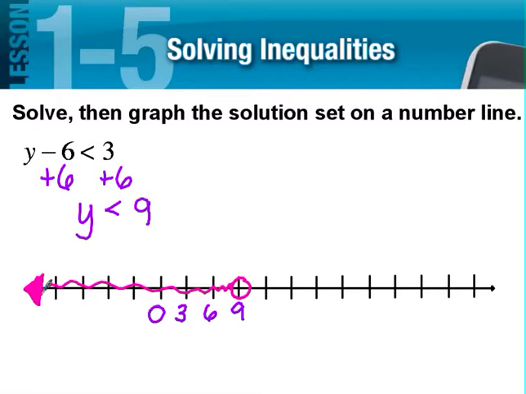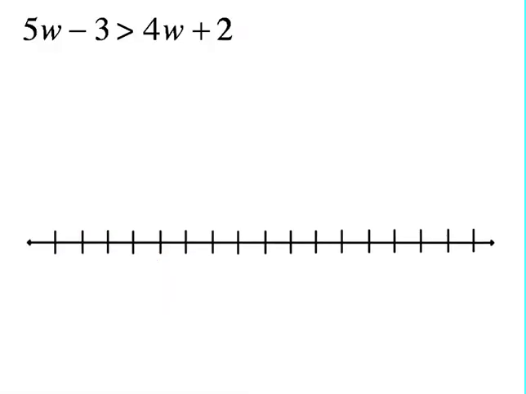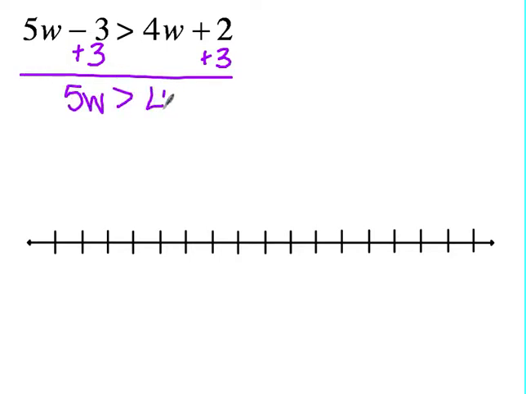Alrighty, questions on that? It shouldn't be too bad, but obviously they're not all going to be that easy, so we're progressively going to get harder. So let's look at this next one: 5w minus 3 is greater than 4w plus 2. What are you going to do now? Add 3 to both sides. So then you end up getting 5w greater than 4w plus 5. Minus 4w, so what are you left with? 1w, so w is greater than 5.